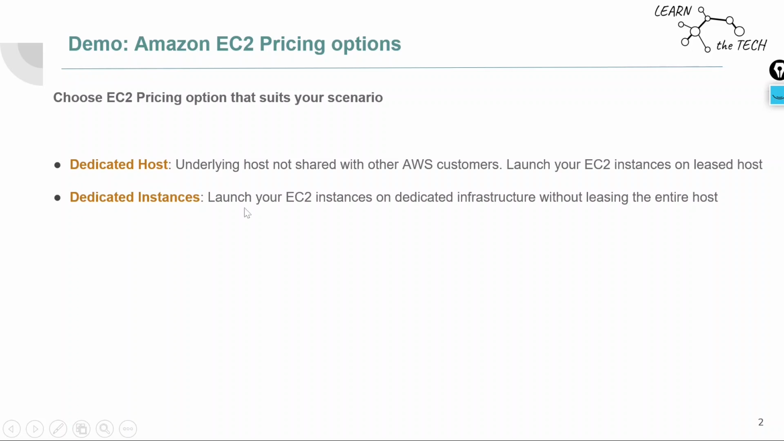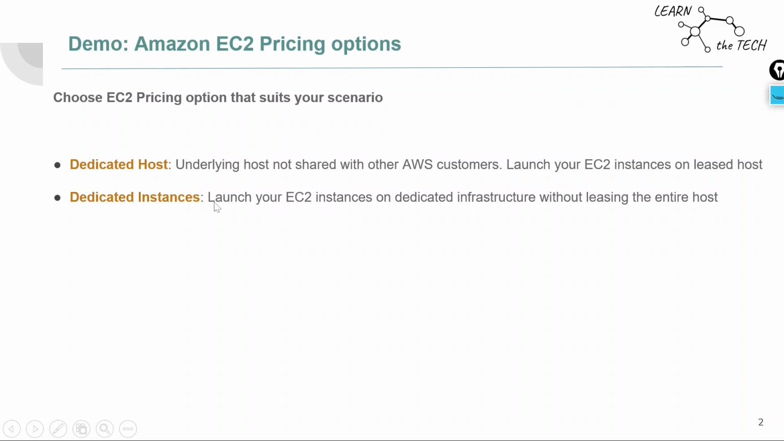The second option is if you want dedicated hardware, but you don't want to completely purchase or lease the entire host. You want EC2 instances to be launched on dedicated infrastructure without leasing the entire host. In that case, when you launch an EC2 instance with this option, AWS will pick a host which is not shared with any other customers and launch your EC2 instance. Because AWS is now dedicating one host for you, they will charge you a per host fee. It's like $2 per hour as a standard rate for the dedicated infrastructure, plus the EC2 instance charges.